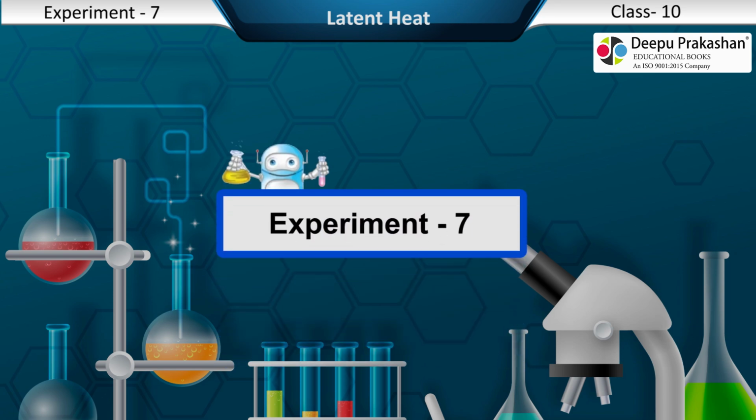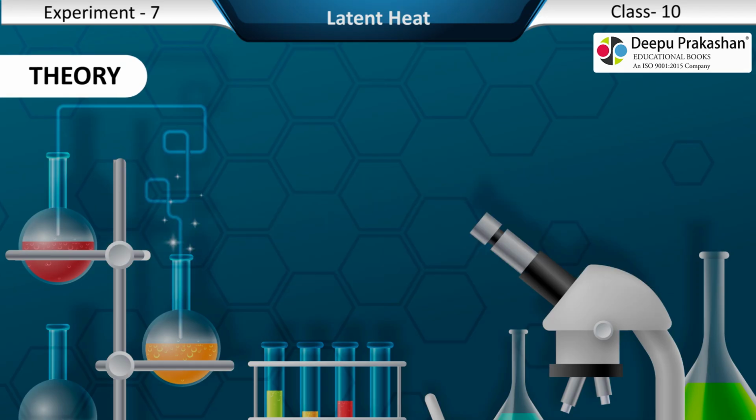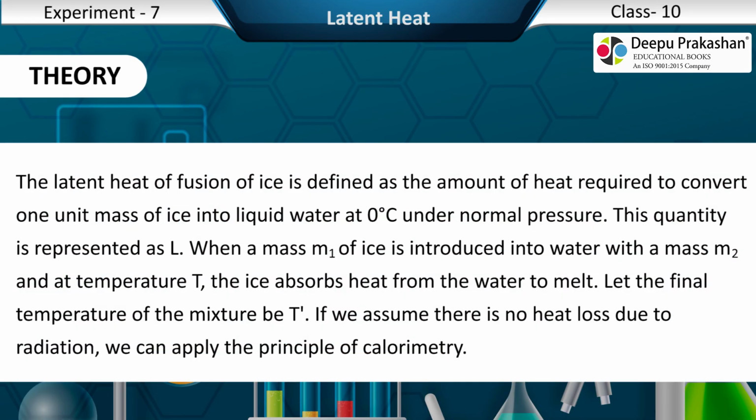Experiment 7. Aim: To determine the specific latent heat of ice. Theory: The latent heat of fusion of ice is defined as the amount of heat required to convert 1 unit mass of ice into liquid water at 0 degrees Celsius under normal pressure. This quantity is represented as L.